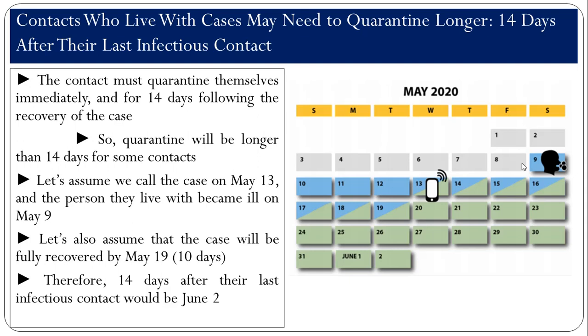that they lived with. So, you can see in this example where the contact lives with the case, their quarantine period is going to be almost 3 weeks long, because they will have to quarantine themselves while they are still having contact with the case and for 2 weeks after. So, basically in this video I have already discussed what the difference is between quarantine and isolation, and how you can calculate the days of quarantine, and in which cases the quarantine period can be longer, as if you are living with a contact.